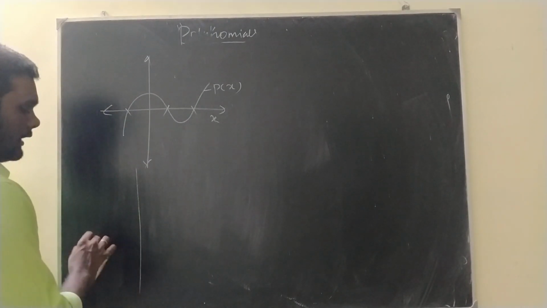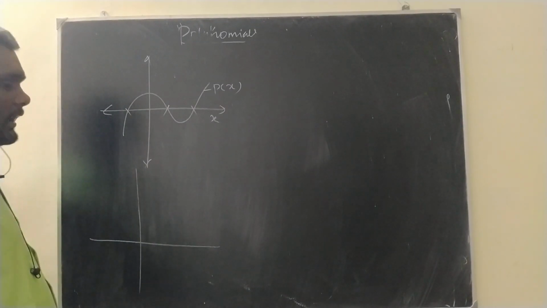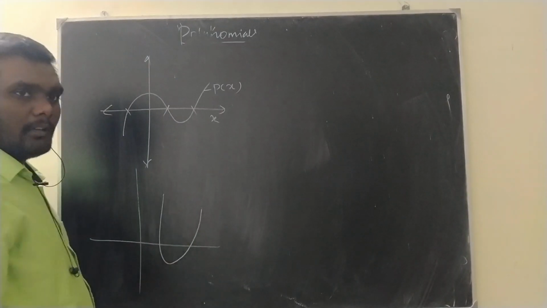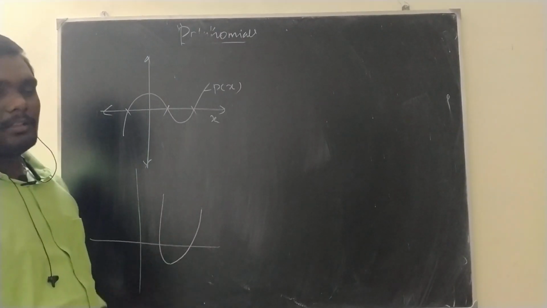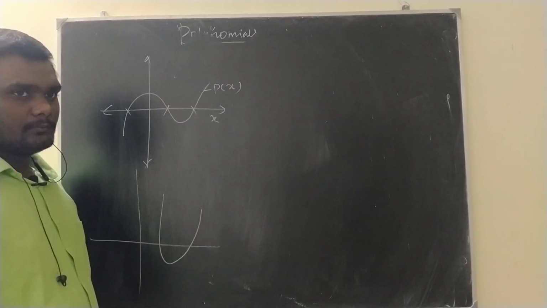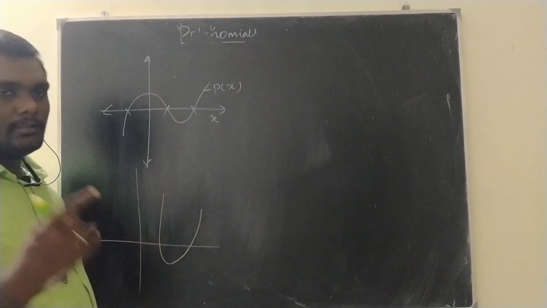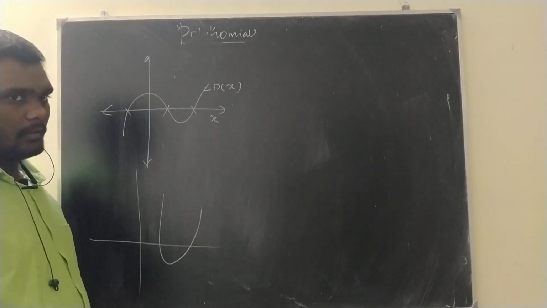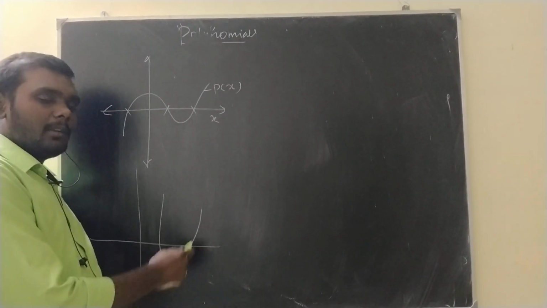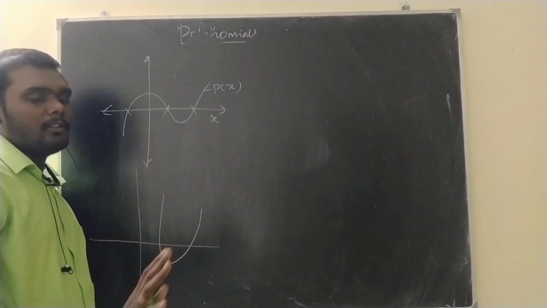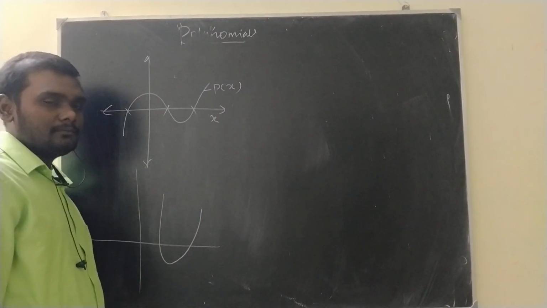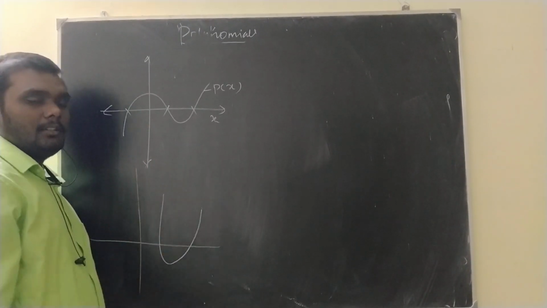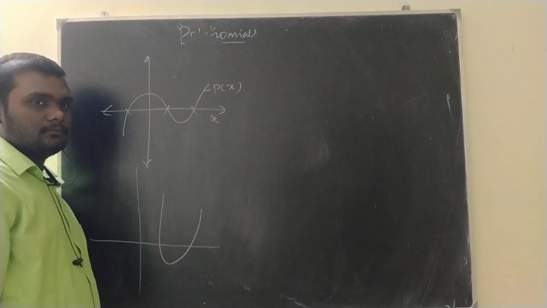Likewise, for a quadratic polynomial, one of these cases may arise. The curve of a quadratic polynomial is a parabola. The direction of the parabola depends upon the value of the leading coefficient, whether it is positive or negative. If it's positive, it will open upwards. If it is negative, it will open downwards.